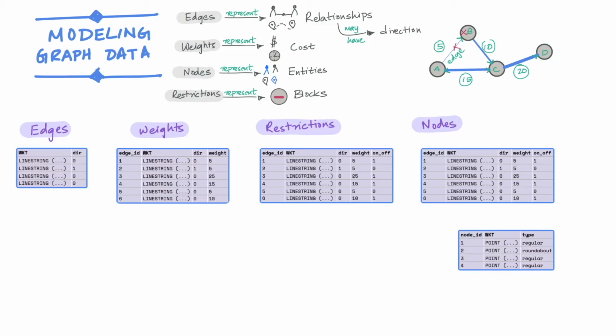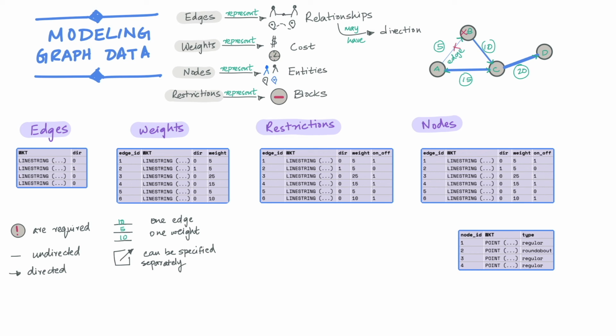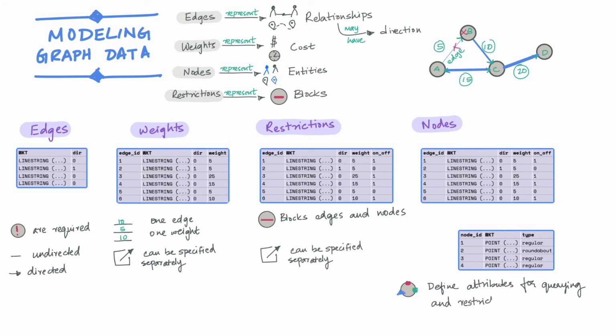So to summarize, to create a graph in Kinetica, we have to specify a table that can identify edges. These graphs can be directed or undirected. Every edge can be associated with a weight. These weights can be specified along with the edges while creating the graph, or they can be specified at the time of solving. Restrictions impose blocks on nodes or edges while traversing the graph. Like weights, restrictions can be added either at the time of creation or separately when solving the graph. Finally, we can use a separate nodes table that can be used to specify node-specific attributes. These can be used for querying and imposing restrictions.